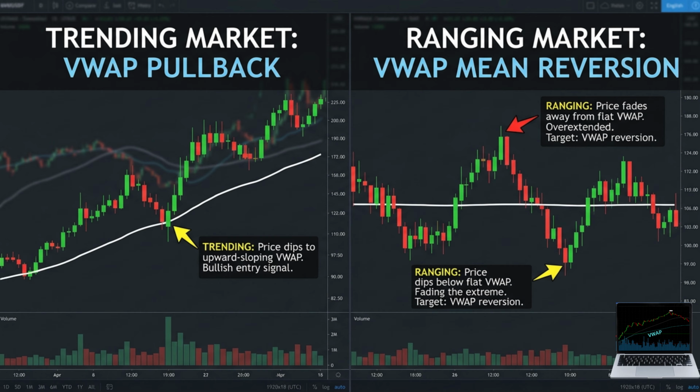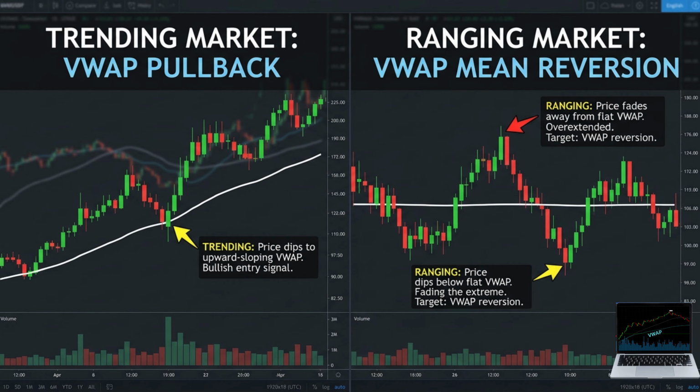The flat line: the VWAP slope is near horizontal, 0 degrees to 10 degrees angle. The DNA pattern: price crosses above and below the VWAP line repeatedly, looking like a double helix. Band expansion: standard deviation bands are parallel and not widening aggressively. 2. The standard deviation fade strategy.